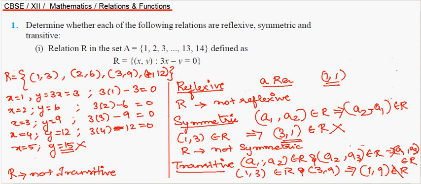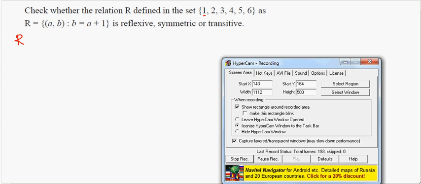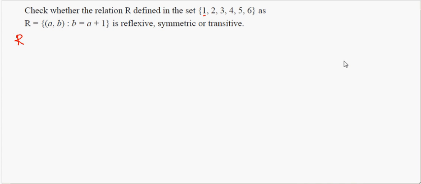I hope you are clear. Next we'll move on to the next question. In this case, R is defined in the set 1, 2, 3, 4, 5, 6, which is given under the condition a comma b, where b is equal to a plus 1. So we'll first write R as the following ordered pairs which come under this condition. That means if I take a as 1, b should be a plus 1. That means b should be 2.